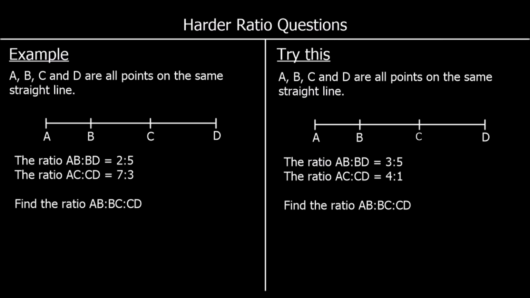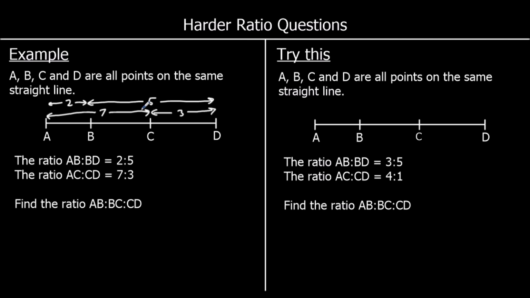And another question, we've got A, B, C, and D are all points on the same straight line. And we are told the ratio of AB to BD is 2:5. So AB is 2 parts. And B to D is 5 parts. The ratio of AC to CD is 7:3. So A to C is 7 parts and C to D is 3 parts. Find the ratio of AB to BC to CD.